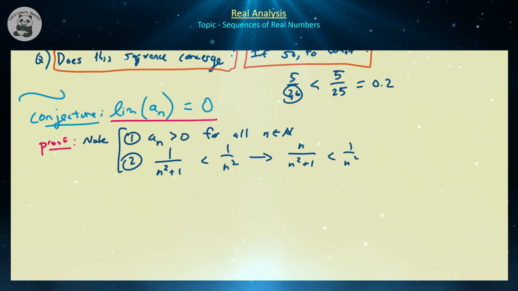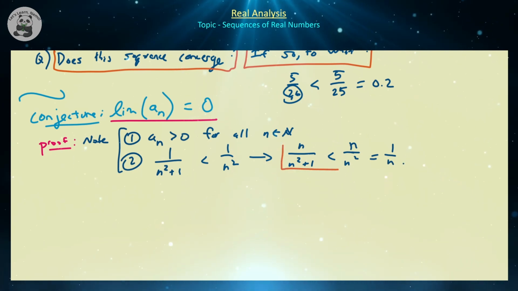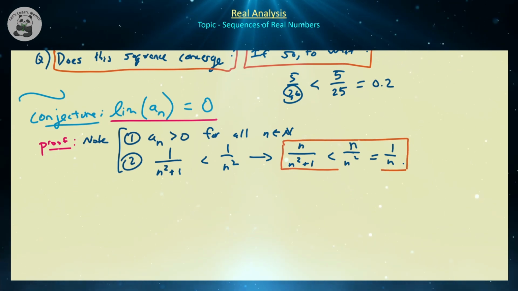n is a positive number, so I can multiply both sides of this inequality by n, and n divided by n squared will reduce to just 1 over n. So we have the comparison that n over n squared plus 1 is less than 1 over n, right? So we get that sequence of logic. So now let's jump into the formal presentation of the proof, right?